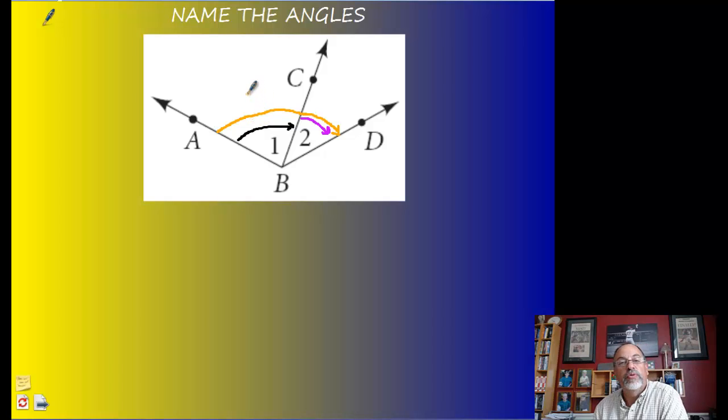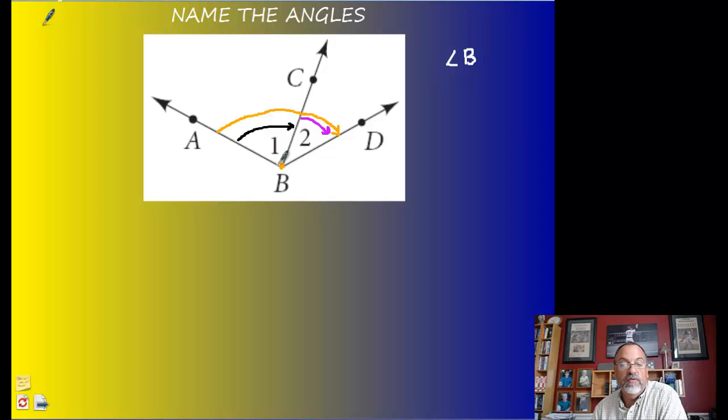What is the vertex of all three angles? Well, the vertex is B. You do BA and BC for this angle. You have BC and BD for this angle, and you have BA and BD for this angle. So this letter B is the vertex of all three. So if you were to name the angle B, there's confusion because which angle are you talking about? Are you talking about angle 1, which has a vertex of B, or are you talking about angle 2, which has a vertex of B? Or are you talking about this angle out here, which also has a vertex of B?